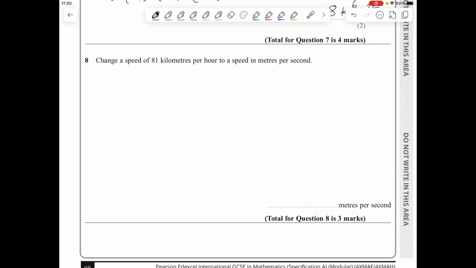For question 8, 81 kilometers per hour means 81 kilometers over 1 hour. Let's convert each one separately. So for the kilometers, to be converted into meters, I'm going to multiply by 1,000. For the hour, I need to multiply by 60 to make it into minutes, and then times another 60 to make it into seconds. So this is meters per second. Put this on the calculator and you will get 22.5.